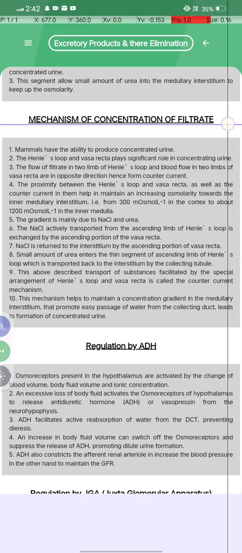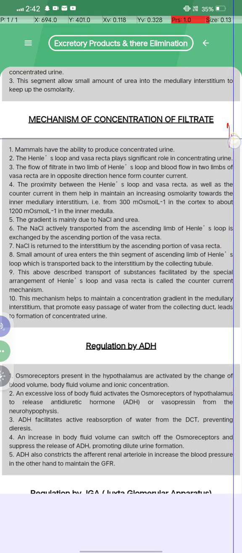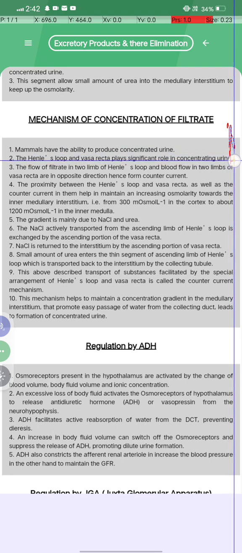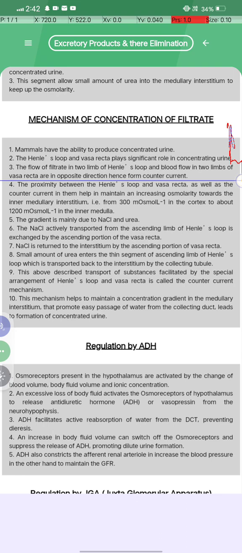उसके बाद mechanism of concentration of filtrate. Okay, mammals have the ability to produce concentrated urine, and hence the loop of Henle and vasa recta play a significant role in concentrating urine. The flow of filtrate in the two limbs of Henle's loop and the flow in the two limbs of vasa recta are in opposite directions, hence it forms a counter current.